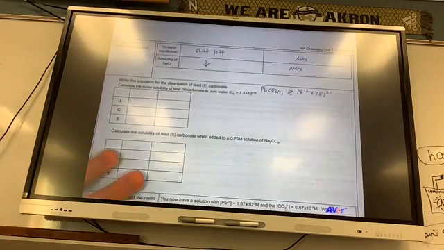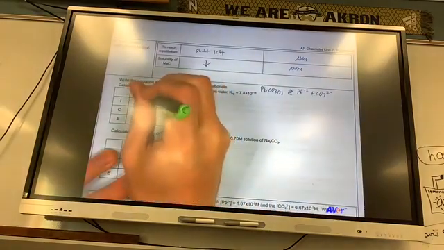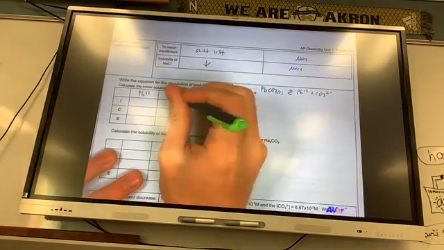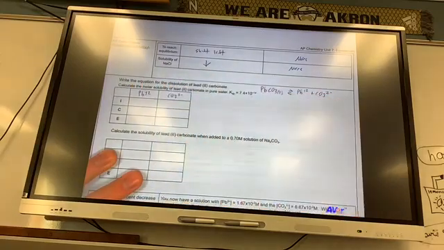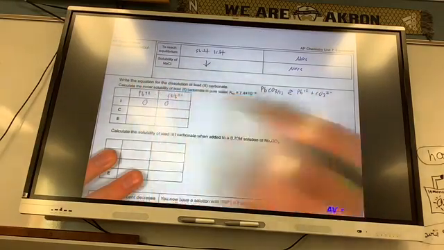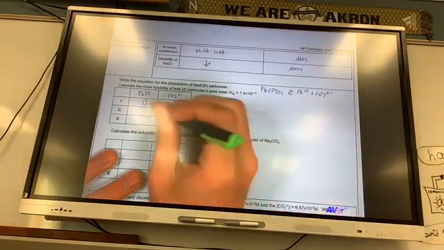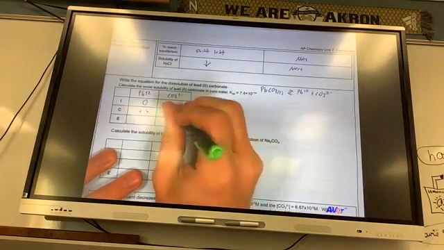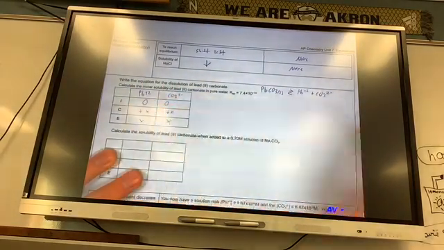Got a little ICE table set up over here. So I'm going to have Pb2+ and CO3 2-. Initial, 0, 0, because nothing has dissolved yet. Plus x, x, x.